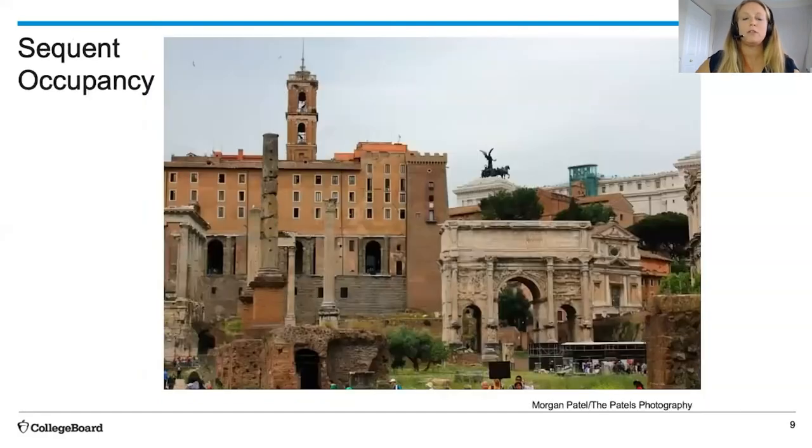Let's do an example of sequent occupancy. This is a picture that I took while I was traveling in Rome, and it's a great example of this because if you look in the front of the photo, there's a lot of Roman ruins, and behind them are more modern buildings, including this building that has this black statue on top, which was built by the first king of Italy, to honor the first king. It wasn't built until 1911, whereas a lot of the Roman ruins are from centuries ago. So this is a great example of sequent occupancy.